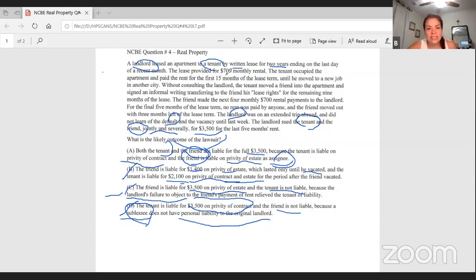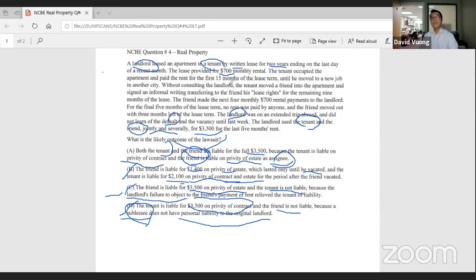The next sentence. The lease provided for $700 monthly rental. The tenant occupied the apartment and paid the rent for the first 15 months of the lease term until he moved to a new job in another city.